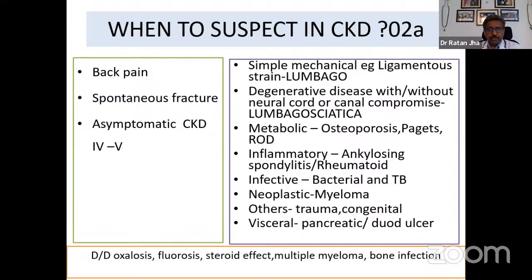Metabolic causes of bone pain in kidney disease could be osteoporosis, renal osteodystrophy, or Paget's disease. Inflammatory causes of bone pain in patients with kidney disease could be ankylosing spondylitis, rheumatoid arthritis, or seronegative spondyloarthritis. Infective causes have to be always kept in mind because bacterial infections and tuberculosis infection of the spine are not unheard of in patients with chronic kidney disease presenting with back pain.